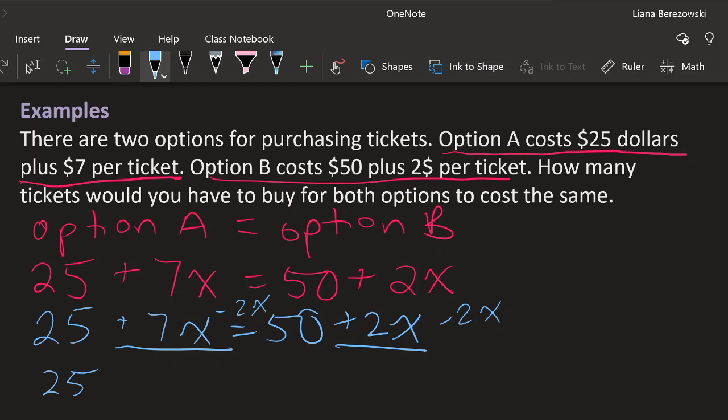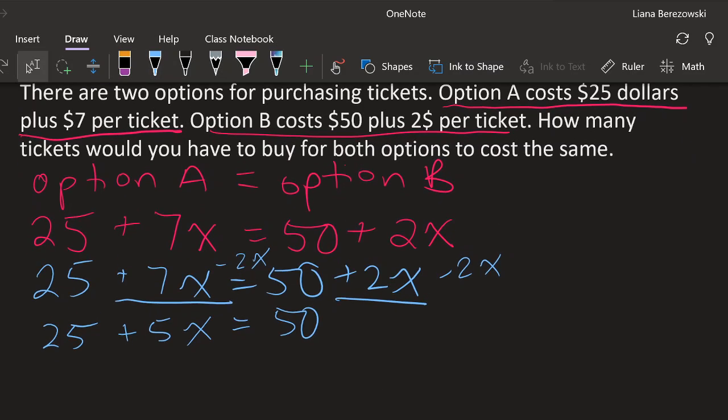25 isn't affected. 7x, I'm subtracting 2x from it, so that becomes 5x, right? 7 minus 2 is 5. And then on the right side, I just have 50. Okay, because I got rid of that 2x. Now what I want to do is I want to get these numbers on the same side of the equation. So I have 25 over here. It's a positive number, so to get rid of it, I'm going to do the opposite, which is subtract. So I'm going to subtract 25 from both sides of the equation. That leaves me with 5x by itself on the left. 50 minus 25 on the right is 25.